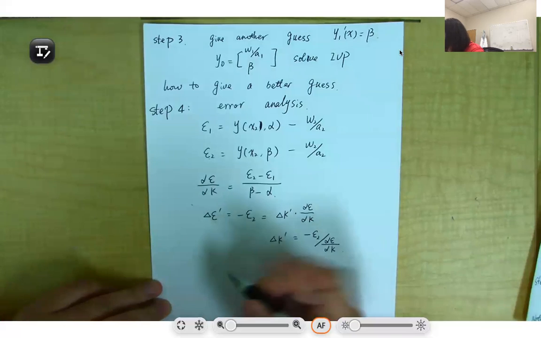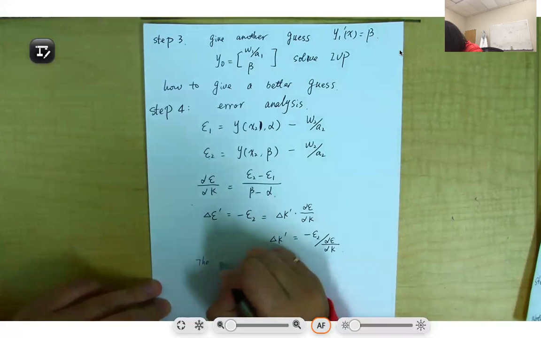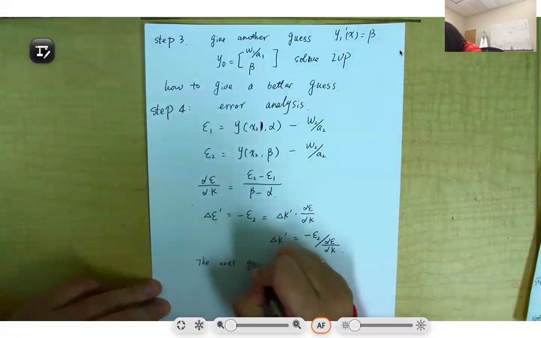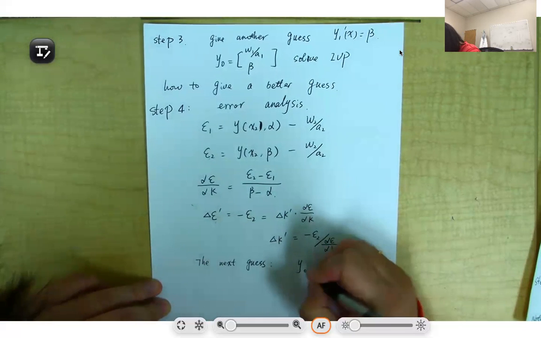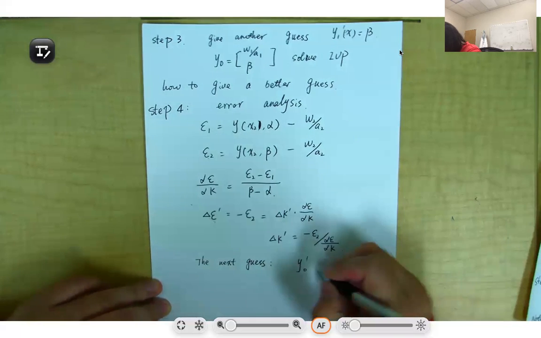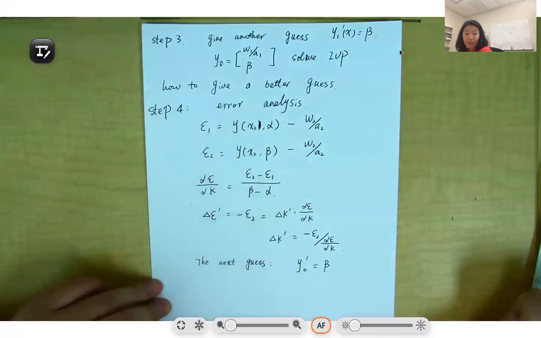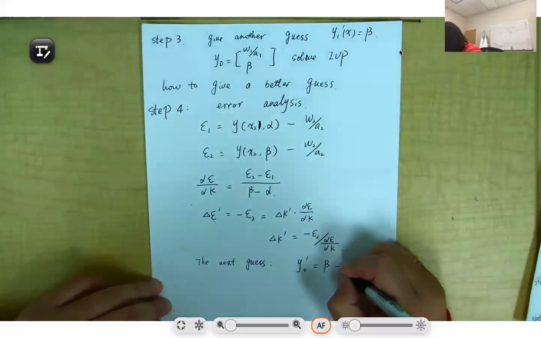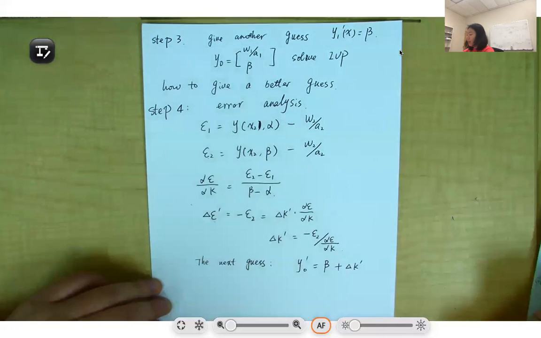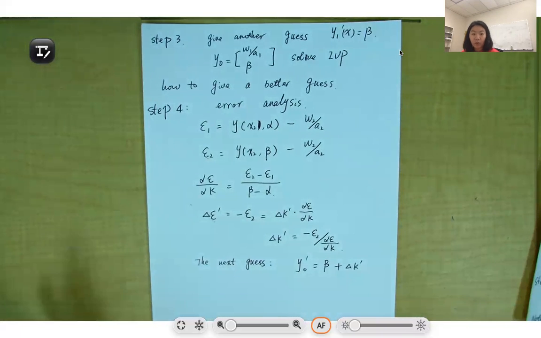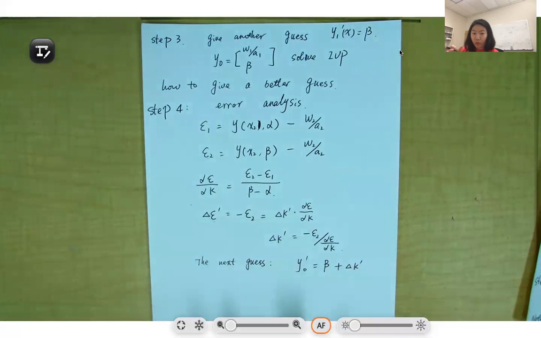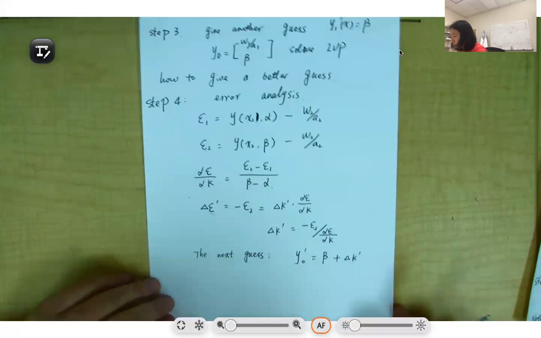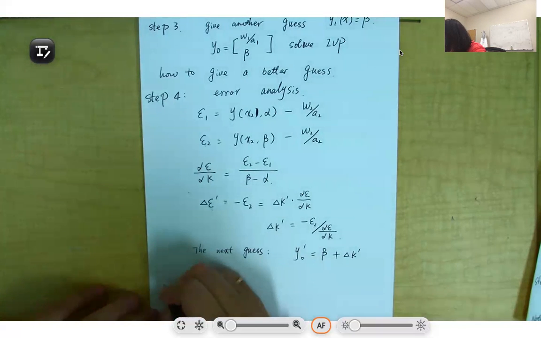Then your third guess, the next guess, will be equal to, so that y naught prime will be equal to beta, which is the second guess, plus delta K prime. So the third guess is trying to compensate the error from the second guess, and that will lead to our exact solution.